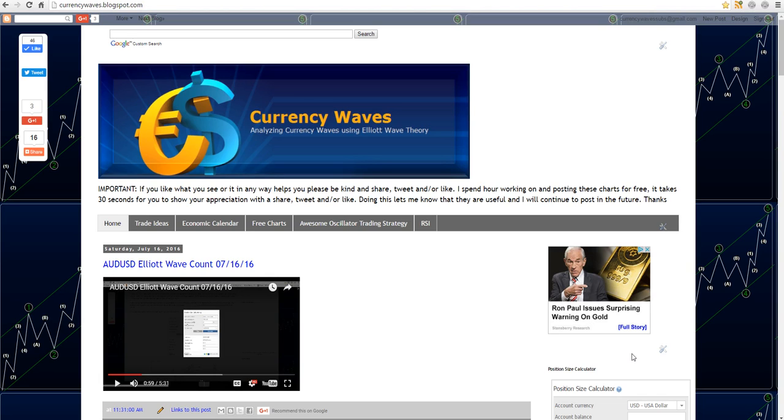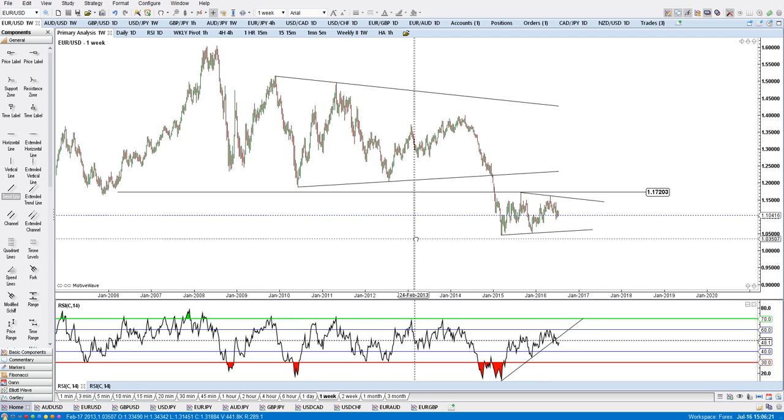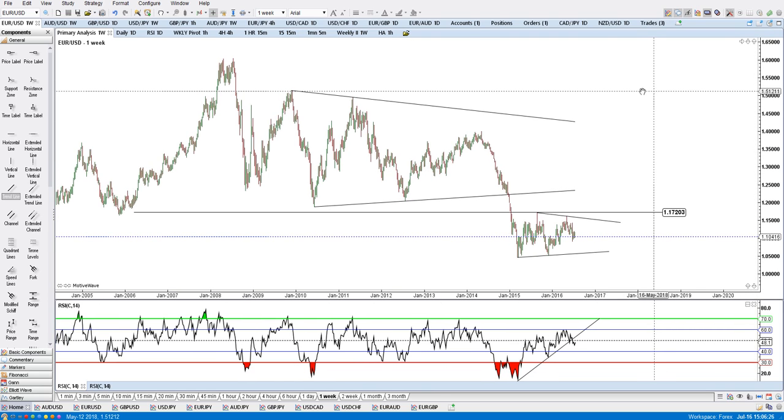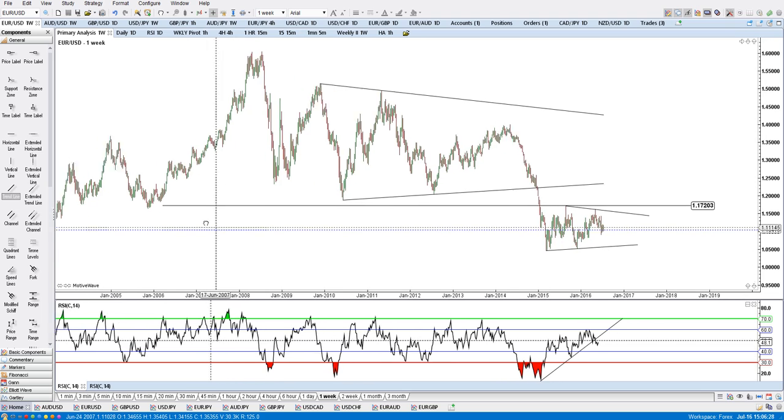Going to take a look at the Euro US dollar. This is the weekly chart. I really don't have any labels on it because there's so many things you can do with it.